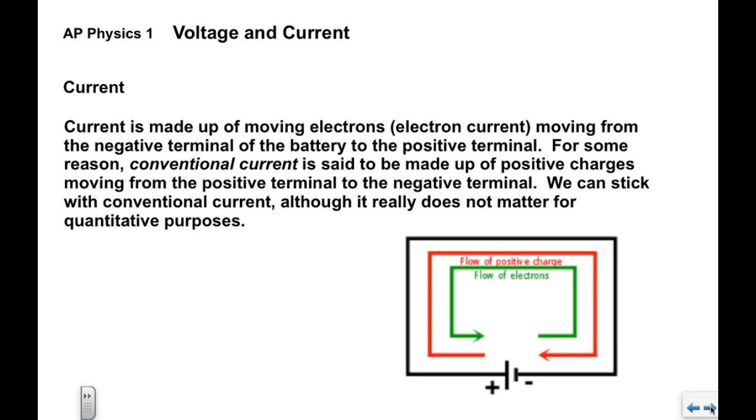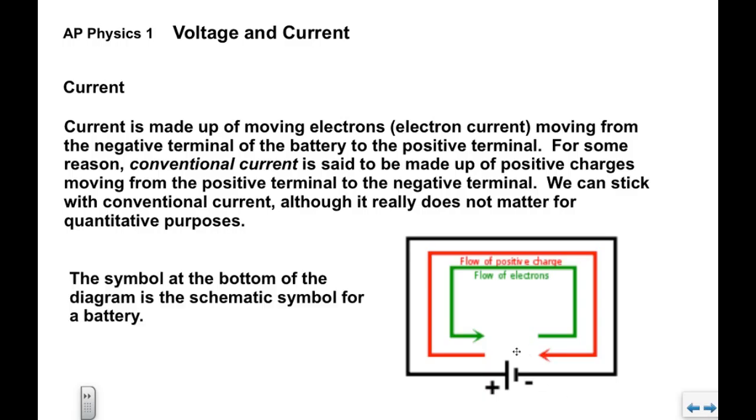Now, current is made up of moving electrons. It's called electron current that move from the negative terminal of the battery to the positive terminal. For some reason, conventional current is said to be made up of positive charges that move from the positive terminal to the negative terminal. Doesn't really matter. We can sort of stick with conventional current for our purposes. It really doesn't matter as far as the quantitative calculations matter when we start to get into calculating voltages and currents. It doesn't really matter which way they go for our purposes.